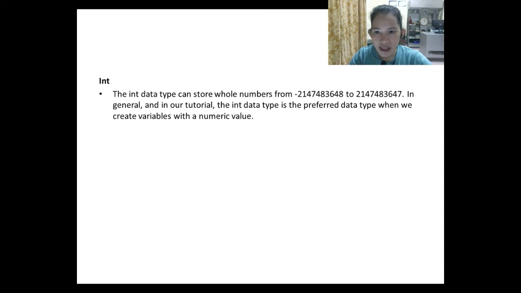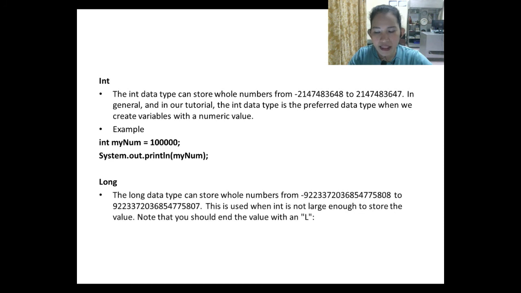Int. The int data type can store whole numbers from negative 2,147,483,648 to positive 2,147,483,647. In general and in our examples, the int data type is the preferred data type when we create variables with a numeric value. Example, int myNum = 100,000. System.out.println(myNum).